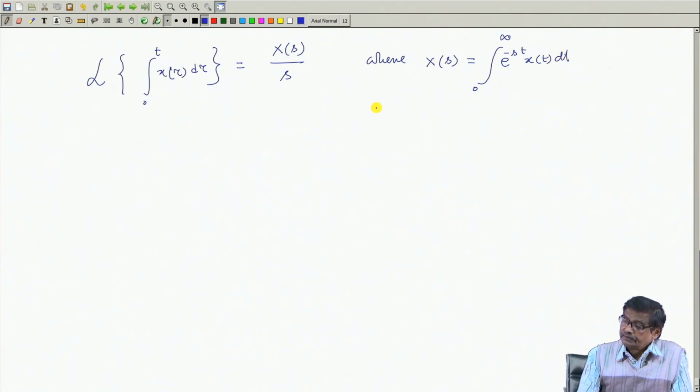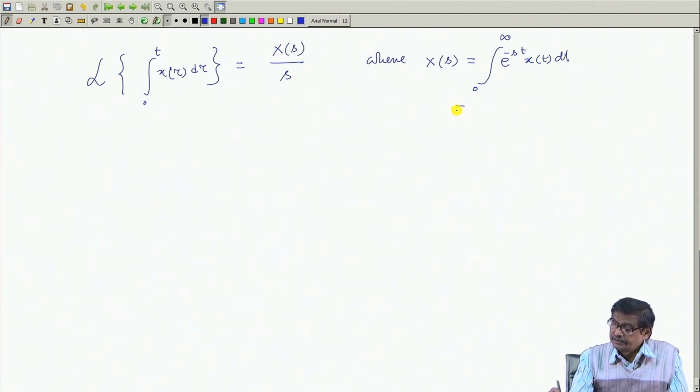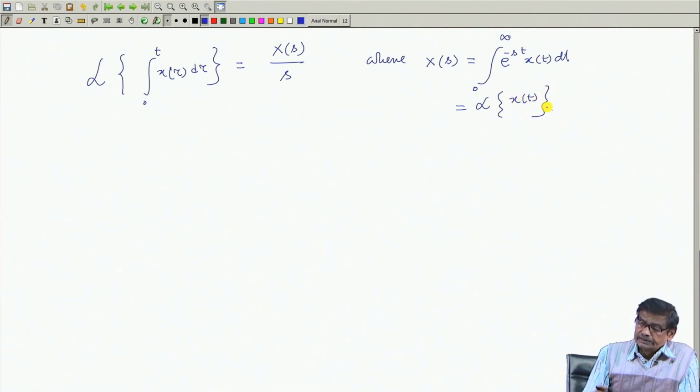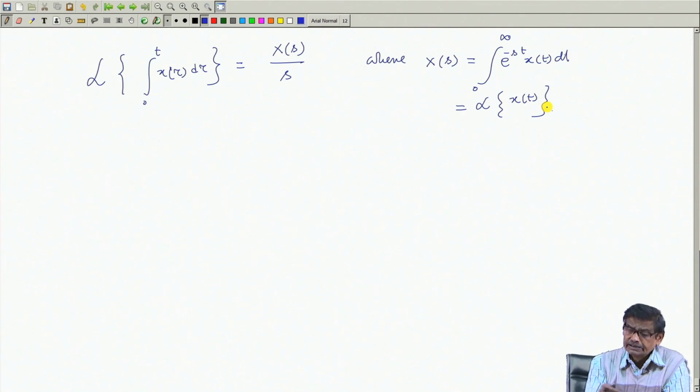Got the point? Where X(s) is equal to the Laplace transform of x(t). So, this is the one thing. Another small result I will just tell. So, these are some of the properties of the Laplace transform and how it can be used. One last property I will just show you.